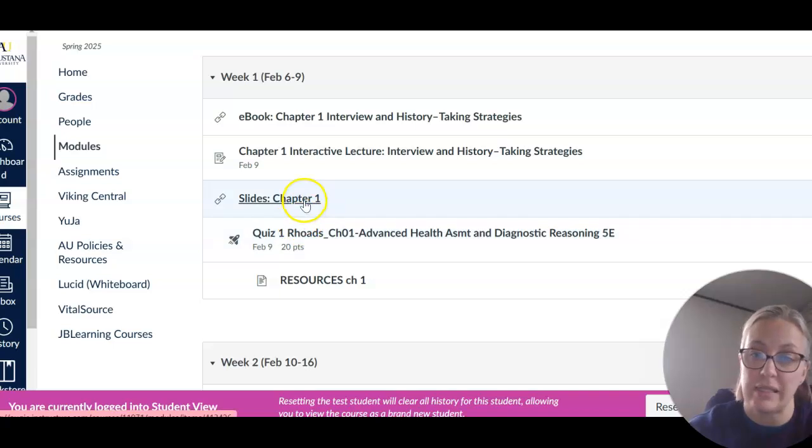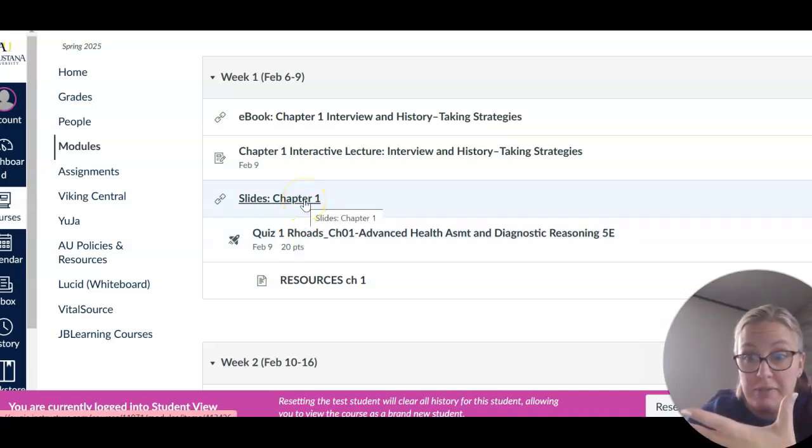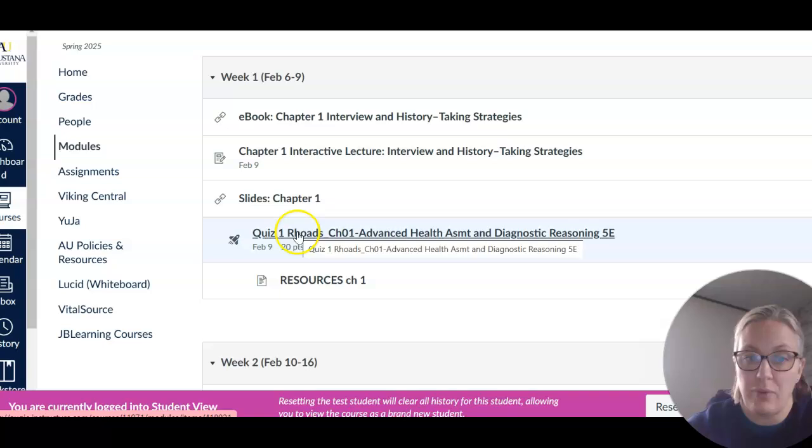I did attach the slides. That would be with the book. If it were me, that's just me, I would print off these slides and use them as my study guide and take notes next to them. I think they did fantastic with the slides. I just download them from JBL. And then you're going to have the quiz associated with it as well for the week.